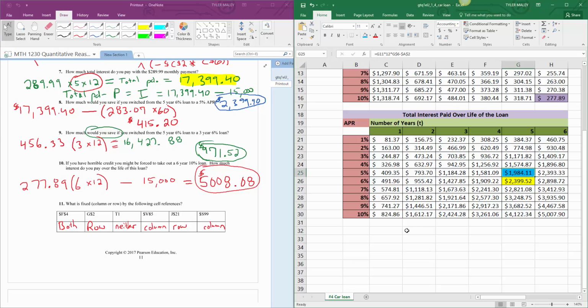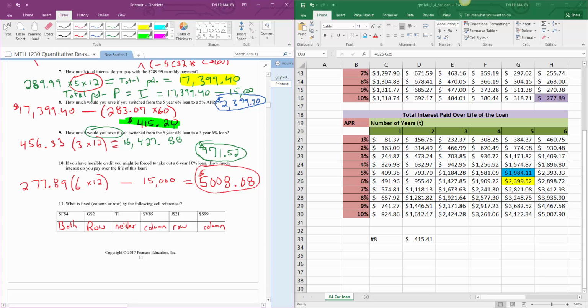So then here, if I make another chart, I'll just put number 8 for reference. For number 8, what we would do is type equals and subtract these cells. So take the yellow, which is cell G26, minus the blue cell, and hit equals, and we get $415.41.